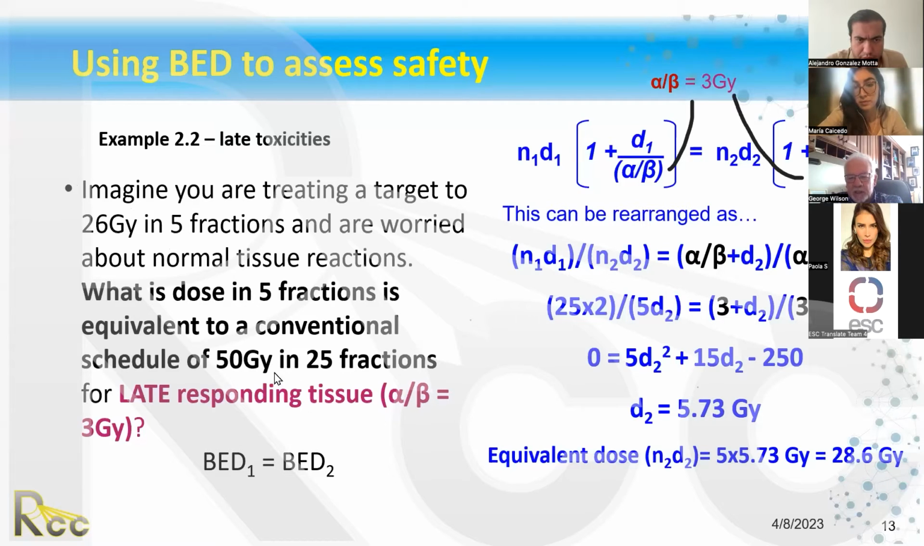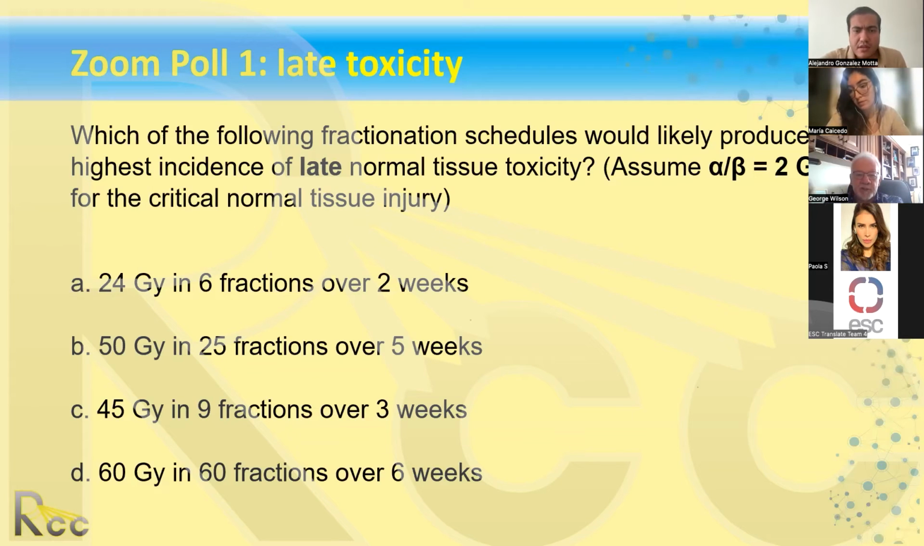Again, showing you that these late responding normal tissues are more sensitive to these hypofractionated schedules because of this low alpha beta value and because of the shape of their survival curve. So this is the first Zoom poll.